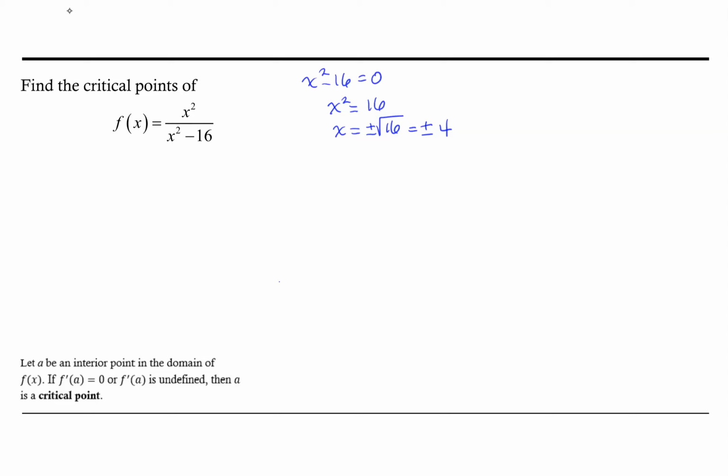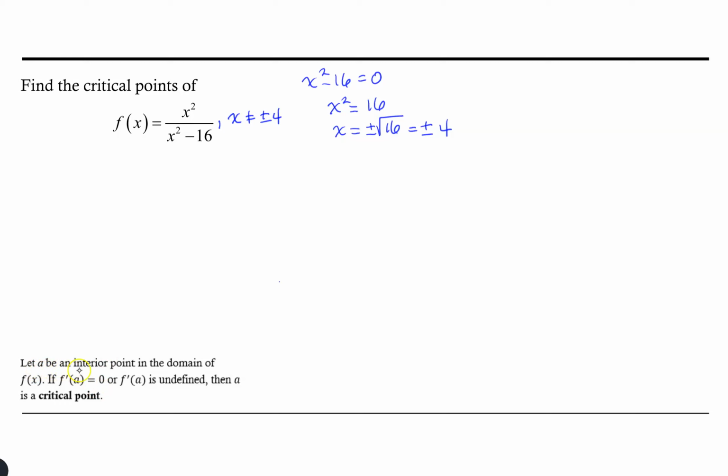Now, what this is telling us is that the denominator of our function f of x is equal to 0 when x is either positive 4 or negative 4. So we will want to remind ourselves that x cannot equal positive or negative 4. Now, you might be wondering why that's important. Well, down here, remember our definition for a critical point.